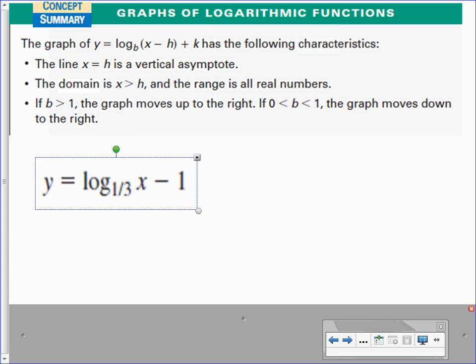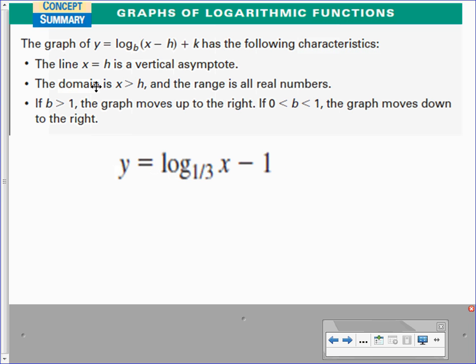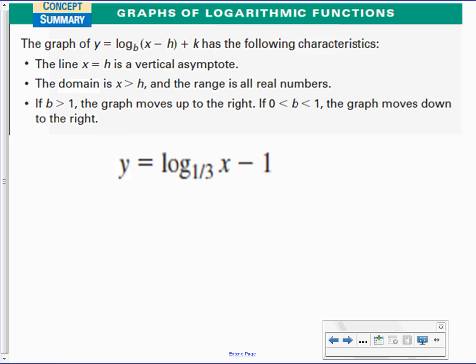So let's look at one. Let's say we've got the log base 1/3 of x minus 1. Is that x like a regular x, or is that like an x to 1/3? It's a regular x. You're saying that 1/3 is the base of the logarithm. So let's take a look at how this goes.